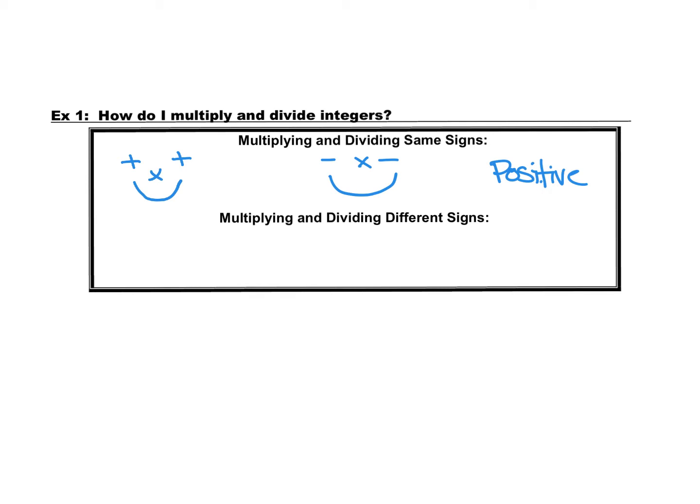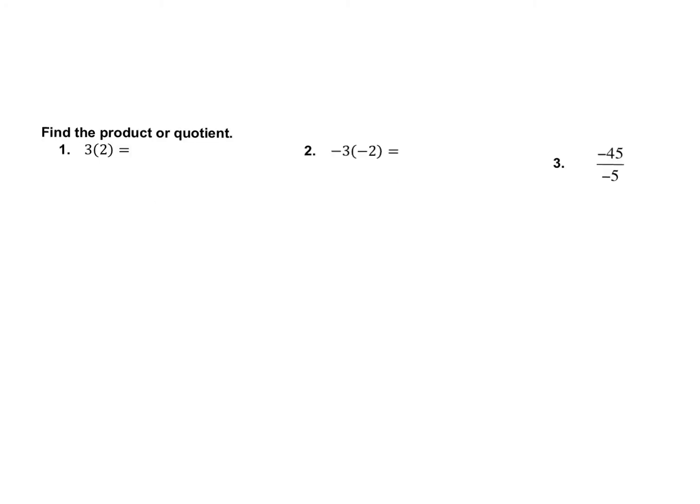When you multiply and divide numbers with different signs, so let's see, I have a positive times a negative, or a negative times a positive. Look at that, it almost looks like he's got a black eye. That's going to result in a negative. Now I know I just demonstrated multiplication, but the same rules apply for division. All right, so let's find the product or quotient.